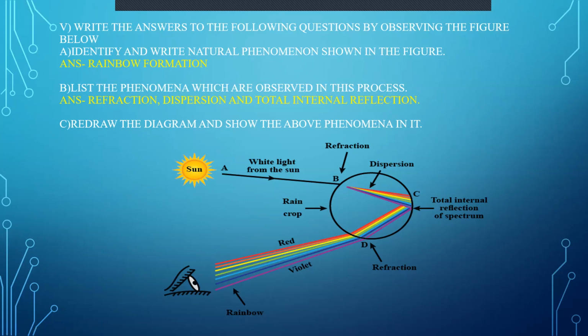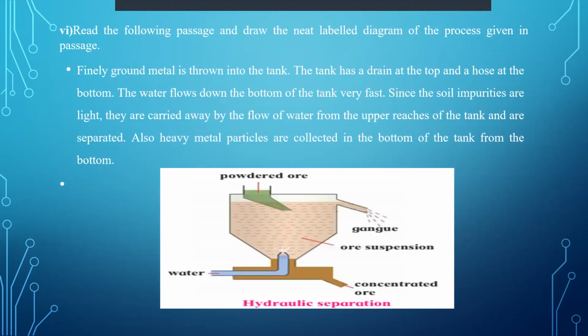I hope you all have understood this question now. We'll go to the next question, student. Question number 6: Read the following passage and draw the neat labelled diagram of the process given in the passage. Now see, this photograph is the answer, student. You have to read this and you have to draw it.